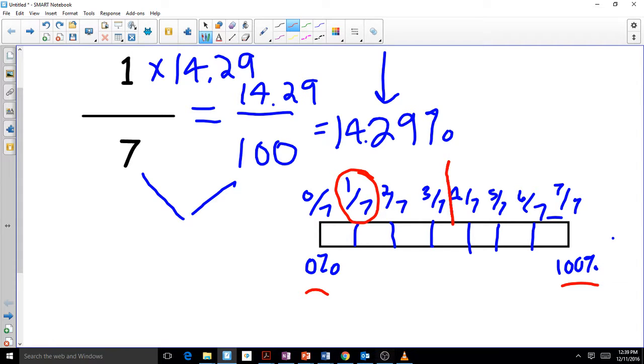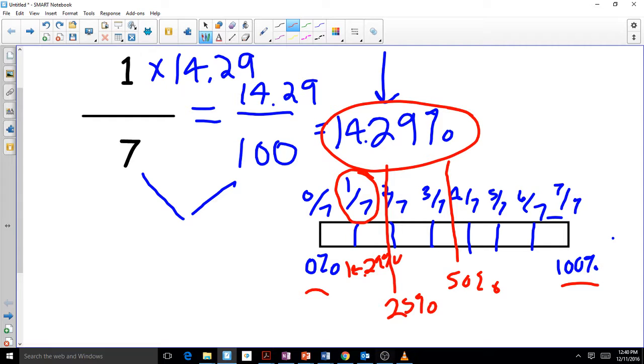I know that 50% is going to fall somewhere in between here. And even if I think of quarters, 50, and if I cut this 50% mark in half, that 25% would be somewhere down here. And so that means that my answer for 1/7, that percentage, is going to have to be in between 0 and 25%. If I look at 14 and 29 hundredths of a percent, that makes sense, meaning that I get to move on knowing that 14 and 29 hundredths of a percent works for this problem.